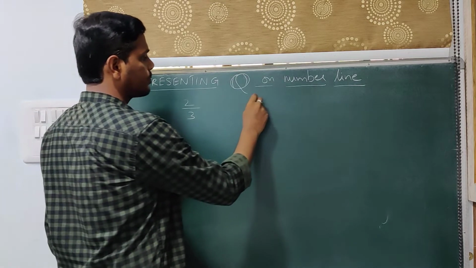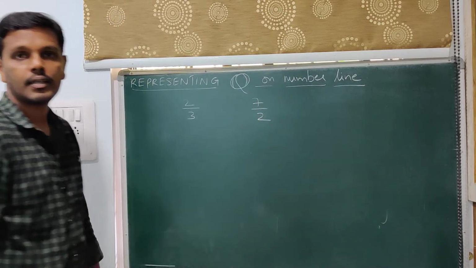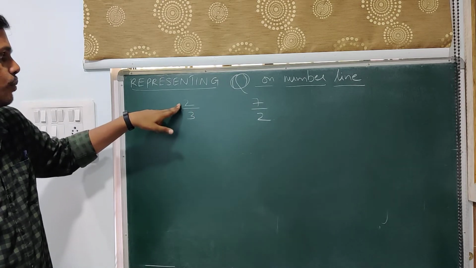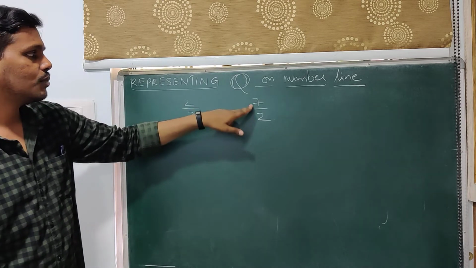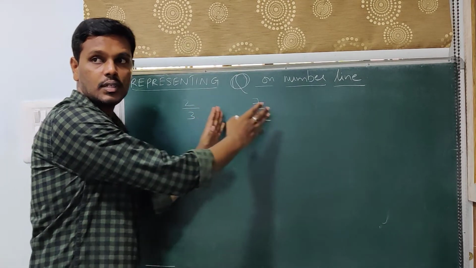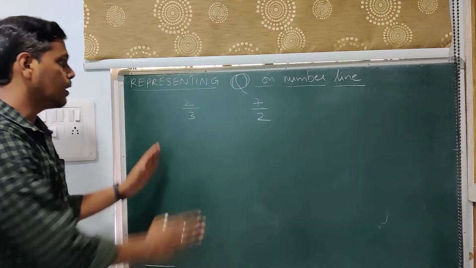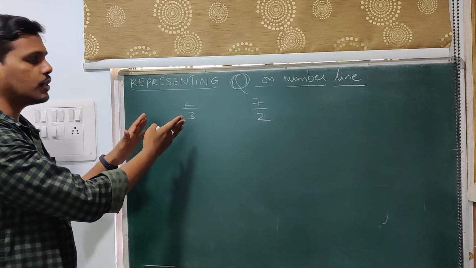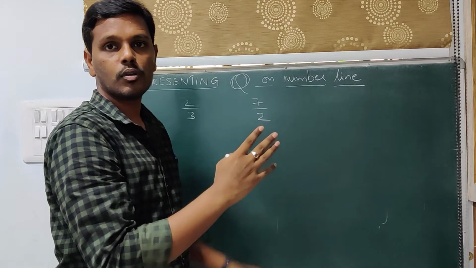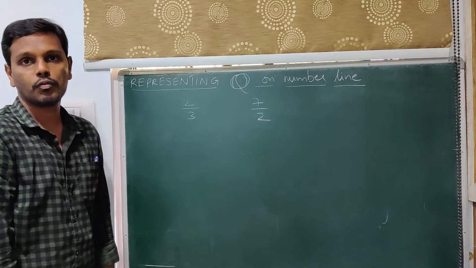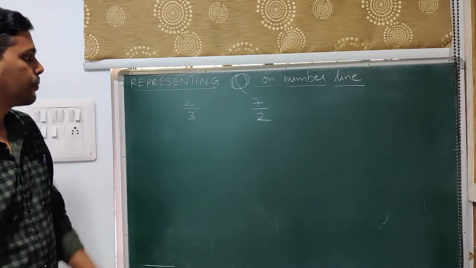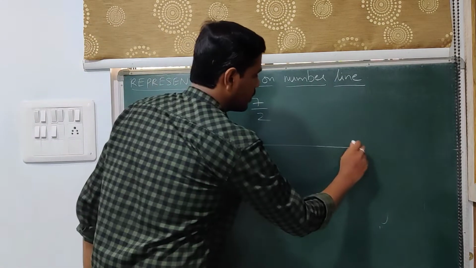So this is what I am speaking about: 2 by 3 and 7 by 2. This is the distinction I am going to make. Here the numerator is less than the denominator, and here the numerator is greater than the denominator. We will discuss this in one set and that in another set. Negative numbers we mark on the left hand side, however plus 2 by 3 is a positive case which we do on the right side. So I will go with representing 2 by 3 on the number line, and this is the method which I am following.